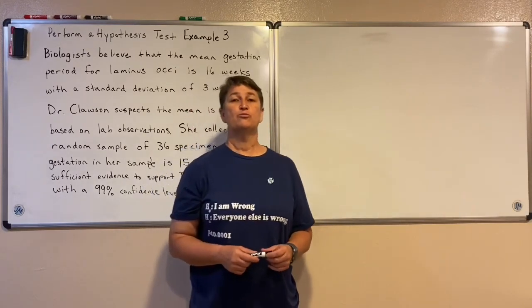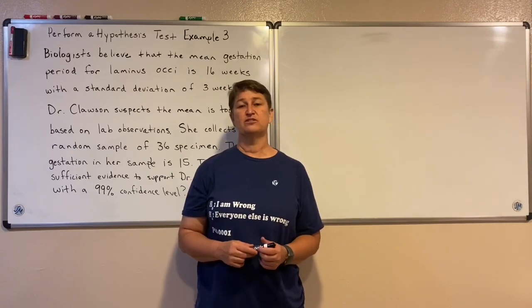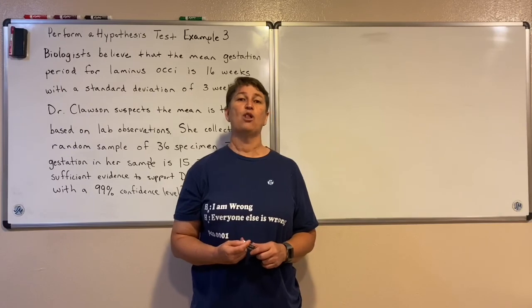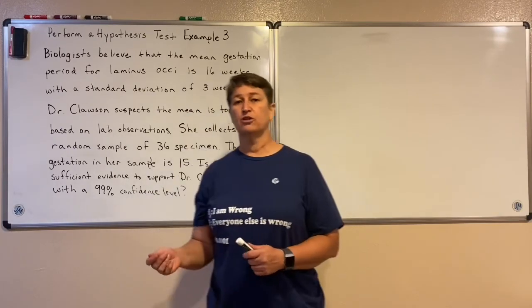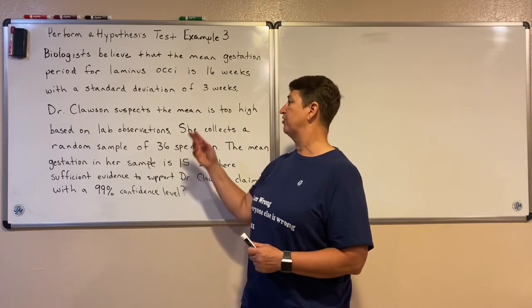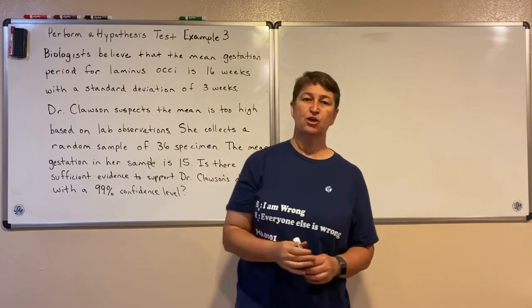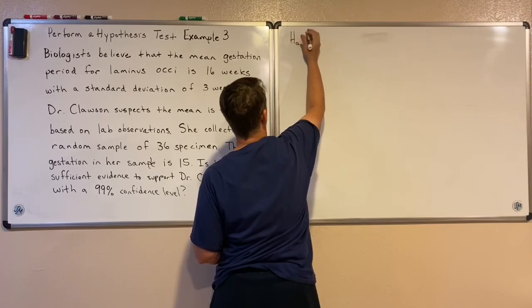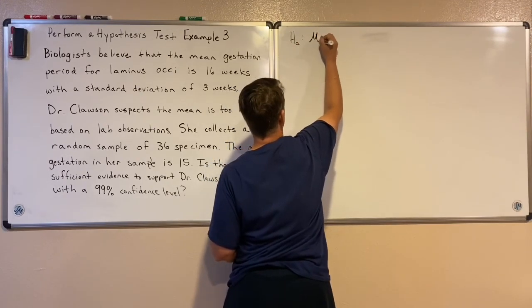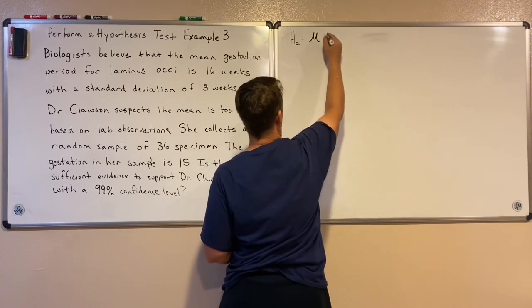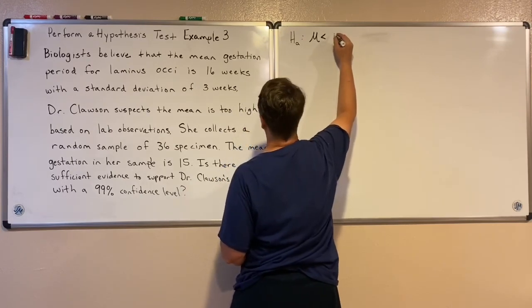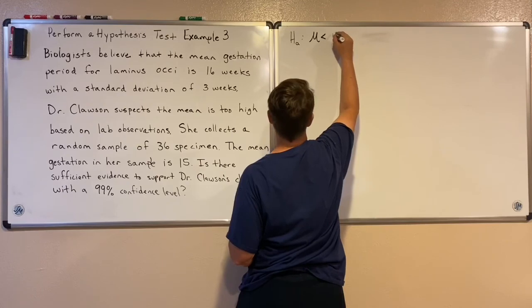Remember, when we do a hypothesis test, the first step is to decide on our alternative hypothesis and our null hypothesis. Well, Dr. Clausen is making the claim that the mean is too high. So her alternative hypothesis is that the mean is too high. So that means that the mean is actually smaller than 16 weeks.